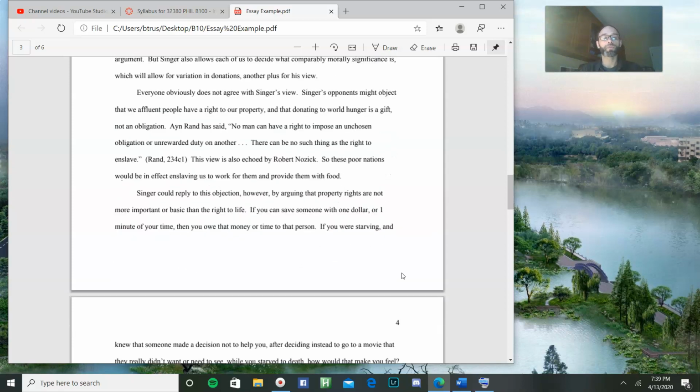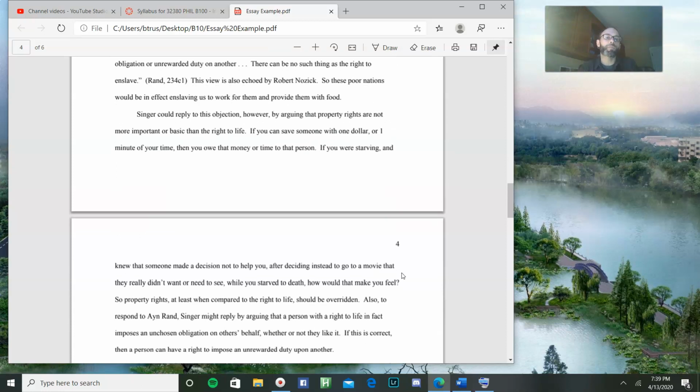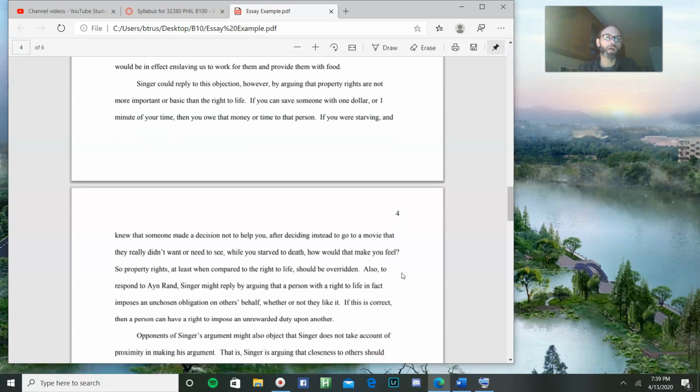So then the author goes about attacking the objection. Singer could reply to this objection, however, by arguing that property rights are not more important or basic than the right to life. If you can save someone with $1 or 1 minute of your time, then you owe that money or time to that person. If you were starving and knew that someone made a decision not to help you after deciding instead to go to a movie that they really didn't want or need to see while you starved to death, how would that make you feel? So property rights, at least when compared to the right to life, should be overridden.